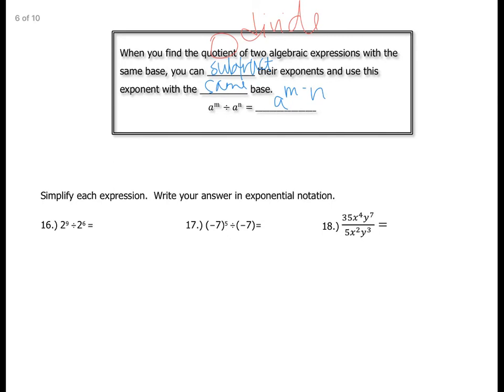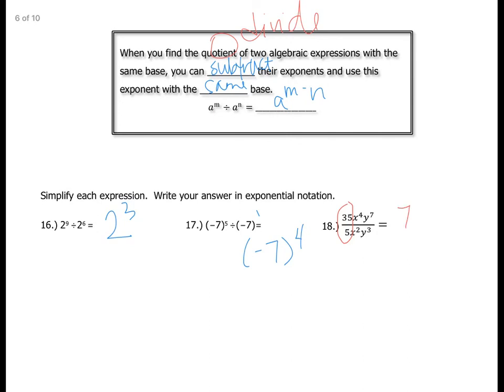16, 9 minus 6 is 3. 17, 5 minus 1 is 4. All right, now you should be on 18. 18's a little bit more difficult. So the first thing you need to look at is the numbers in front of all of the variables. Those are called the constants. So look at the constants. 35 divided by 5, that's just a division problem that you've always done. So 35 divided by 5 is 7.